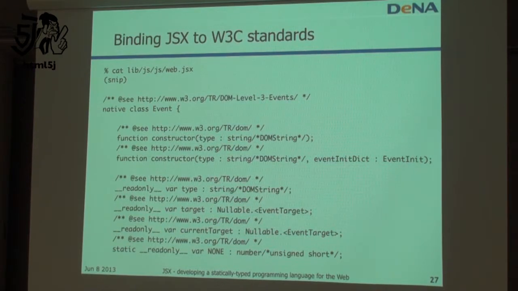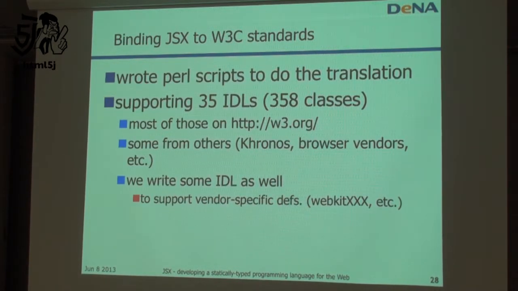So this is the interface definition in JSX. And these kinds of interface definitions are being translated using a Perl script from W3C's IDL to JSX interface code. So we are currently translating 35 IDLs with 358 classes in total, mostly taken from W3C.org specs, and others from such vendors as Khronos or browser vendors.